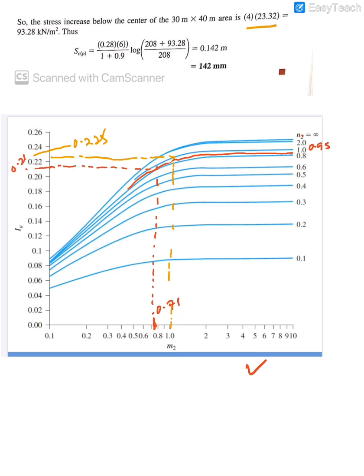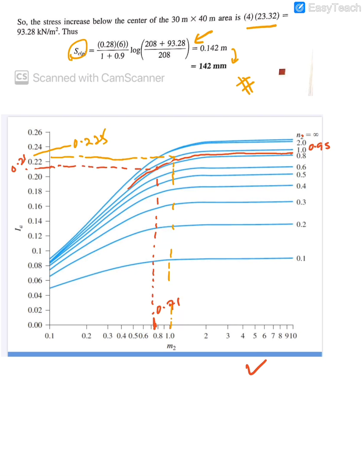And then you have all the values to calculate SCP. So substitute all the values into this equation. Then you get the consolidation settlement at the center, SCP, equal to 0.142 meter. So you change to mm. The settlement is 142 mm.